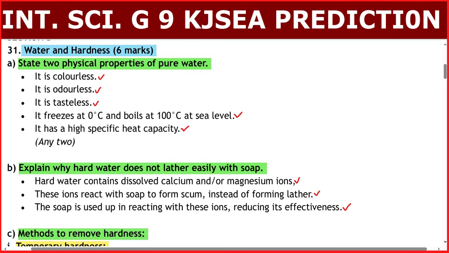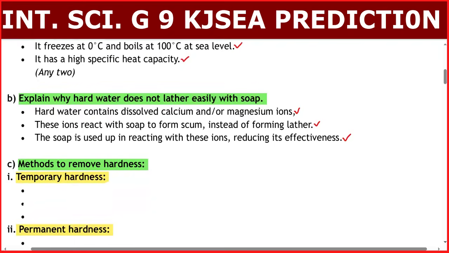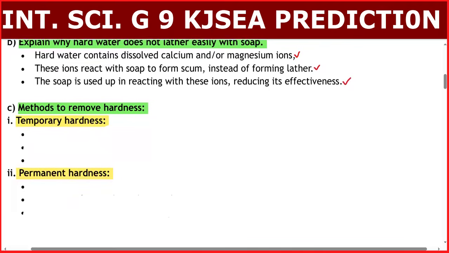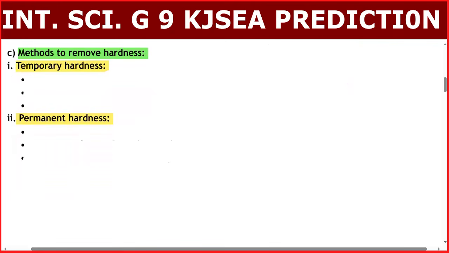Let me scroll down. We have methods to remove water hardness. So we are given question number one. State the method used to remove water hardness when the water hardness is temporary. Yeah, remember we have temporary water hardness and permanent water hardness. So let us talk about temporary water hardness.